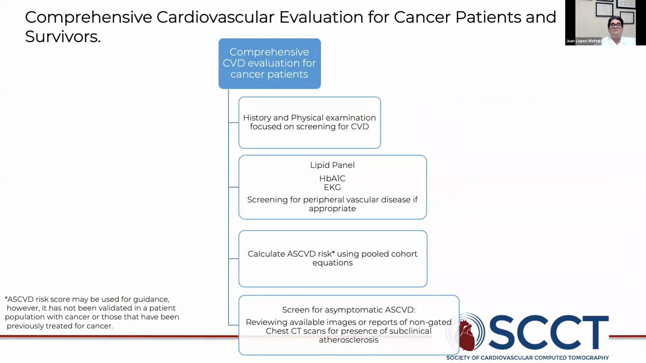Next. So this is part of our consensus statement document where we recommend a comprehensive cardiovascular evaluation for cancer patients and survivors. We're recommending what usually is a routine evaluation for cardiovascular disease risk factors, but at the same time, emphasis is made to consider the existing chest imaging, the oncologic tailored chest CT imaging, to look for coronary calcification and consider that as part of the cardiovascular evaluation for risk factors.